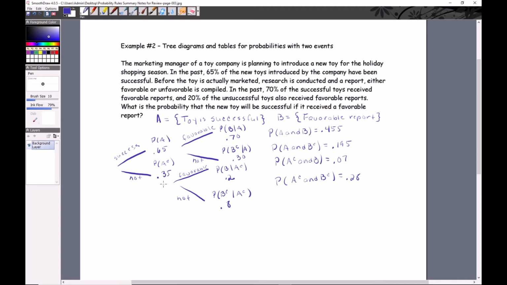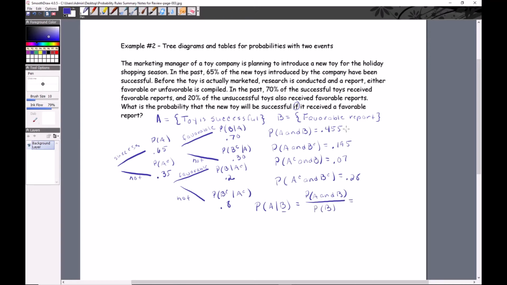All right? So what are they asking us? The probability that the new toy will be successful if it received a favorable report. I believe that should be the probability of A given B. Right? Has that word if, so it's definitely conditional, but it can't be B given A. It's got to be A given B. All right, that had a formula. This is the probability of A and B divided by the probability of whatever's sitting here. That'll be the probability of B.